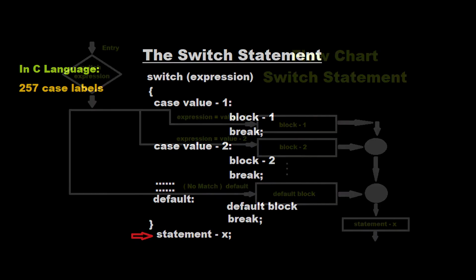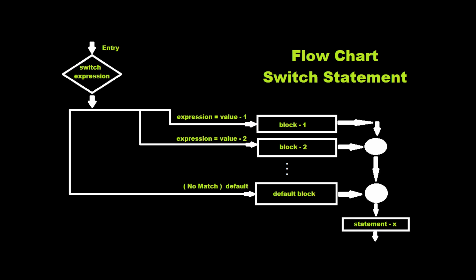So let us check a flowchart of the switch statement as well. Here you can see we have the entry, then the switch expression, then we have these cases or expressions which have the value 1, value 2 and finally the default. Whichever is true, that case will be executed, and if no case is true, then the default case will be executed and then it will give the control to the statement X. So this is a flowchart defining the selection process of the switch statement.